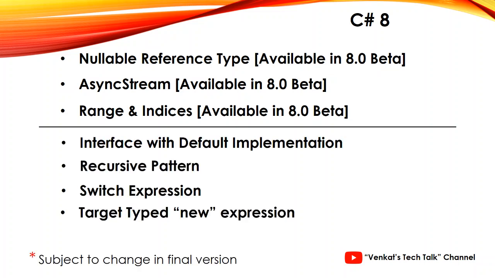So this is the list of features: nullable reference types, async streams, ranges and indices, interfaces with default implementation, recursive patterns, which are an extension to the basic pattern features introduced in C Sharp 7, switch expressions, and target-typed new expressions. Let me hold on. I'm going to explain what each feature is about, what exact problem it is trying to solve, what new feature we are going to see, and the benefits, in detail. We will see what exactly each of them means in the upcoming slides and in the hands-on demo.